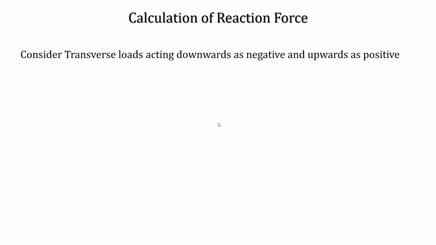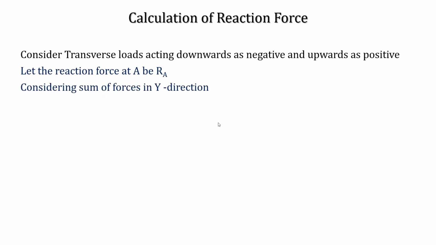Since the transverse loads are acting downwards, they can be treated as negative and upwards as positive. Let us assume that there is a reaction force at the support, and since it is a cantilever beam, we have the support only at one end of the beam, and let the reaction force at that end A be given as R of A.